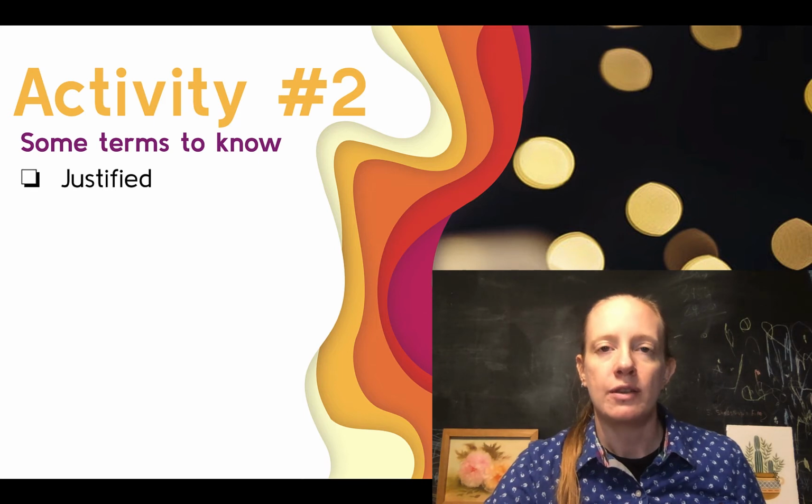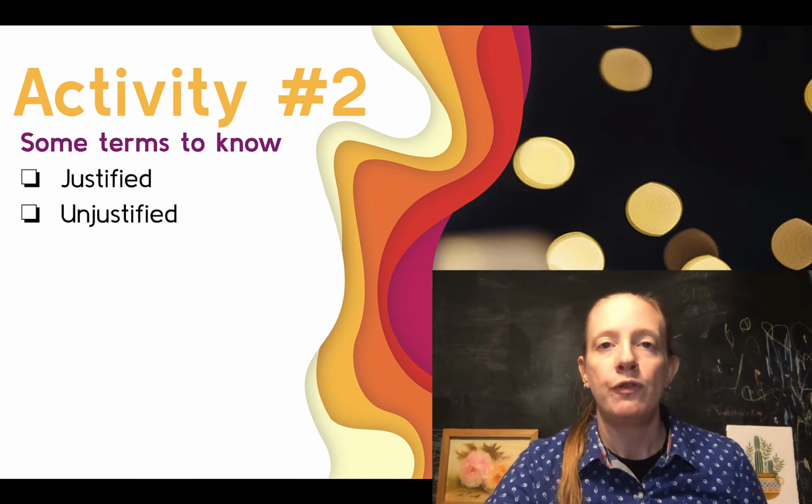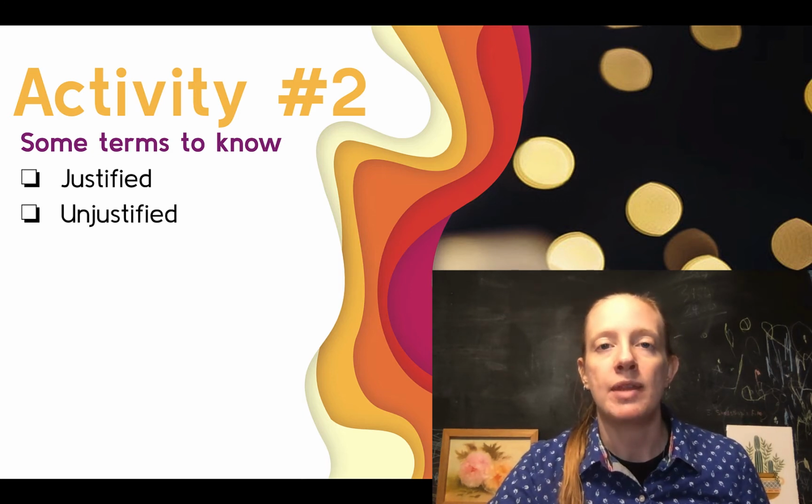First is the word justified. Justified means that something is correct or that it has evidence to support it. Something that is so correct that it has all the evidence backing it up that it needs. On the flip side, unjustified means something that is not correct, something that does not have evidence backing it up.